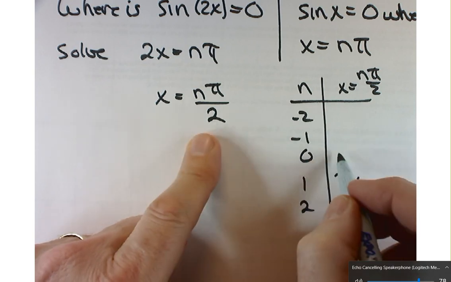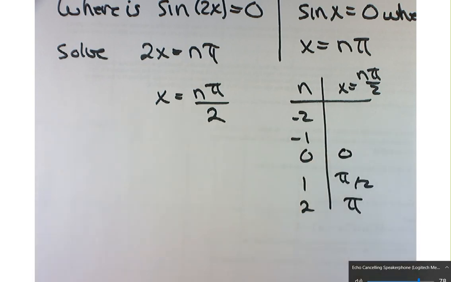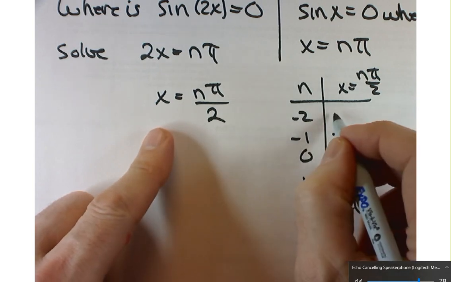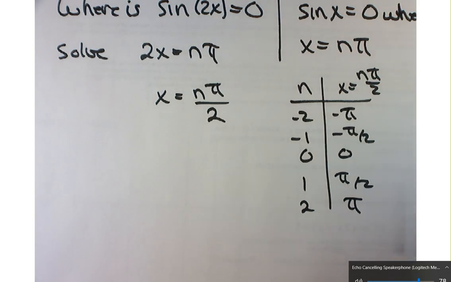I'll tell you what, I'll help you out here so you don't have to grab your calculators. If n equals 0, so does x. All right, so we're good there. And then -pi over 2, and then -pi. Those are going to be your vertical asymptotes. Let's see that that's true.